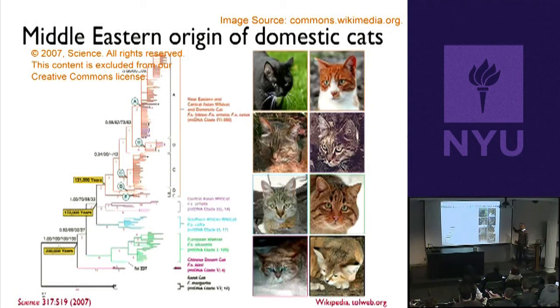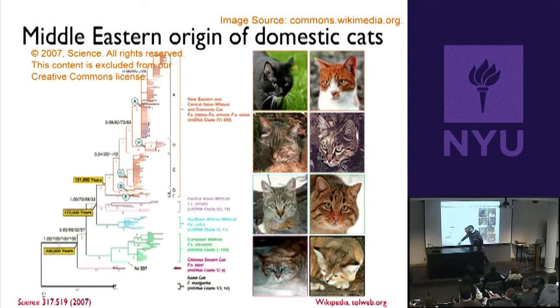The other thing we notice about this tree is that the dates are much longer than they are for dogs. As I said, dogs were domesticated around the time that human civilization started to coalesce, about 15,000 years ago. The dates on this tree are almost 10 times that long, or more in some cases. 131,000 years ago for the common ancestor of all house cats and these wild cats. 173,000 years ago, 230,000 years ago for the common ancestor of all of these.